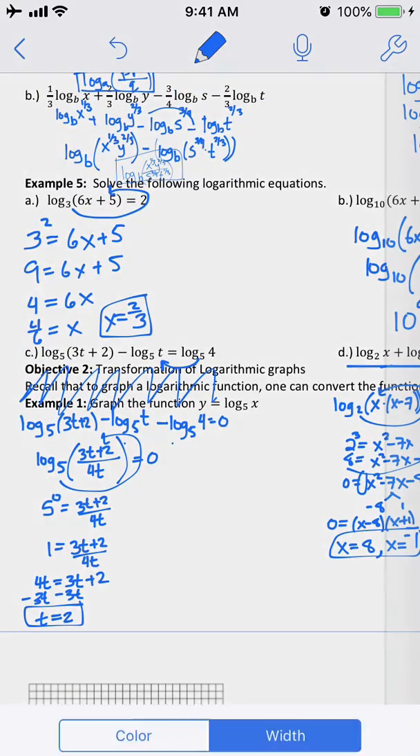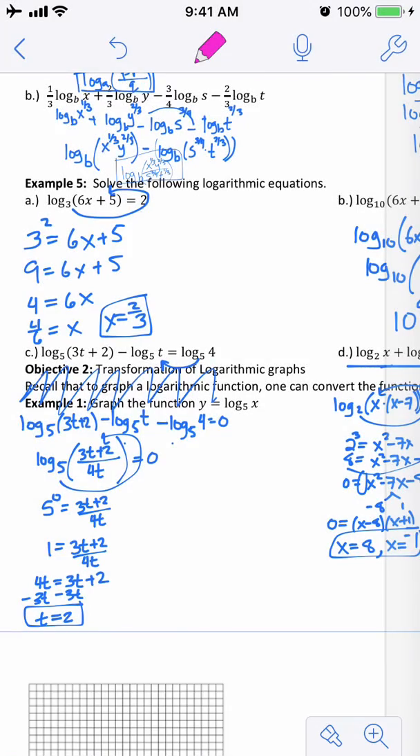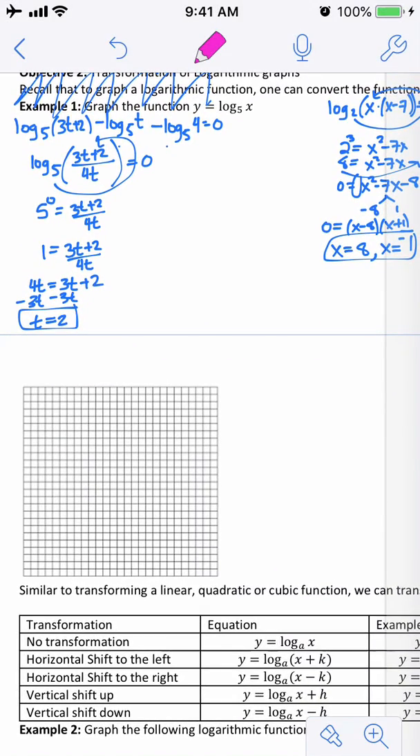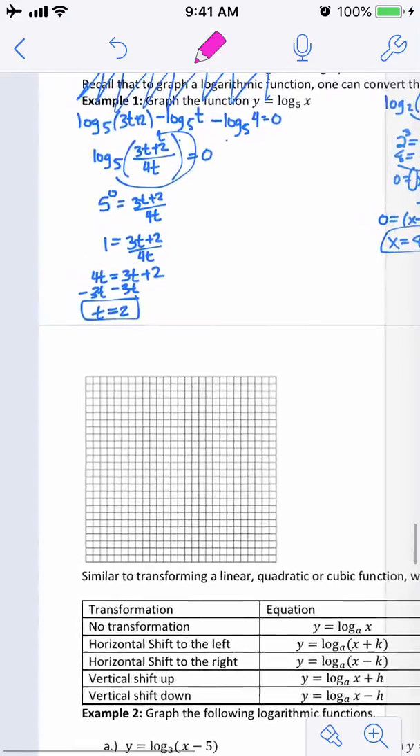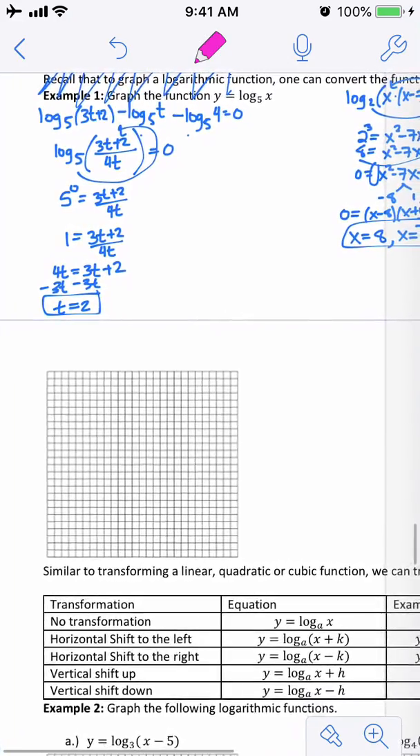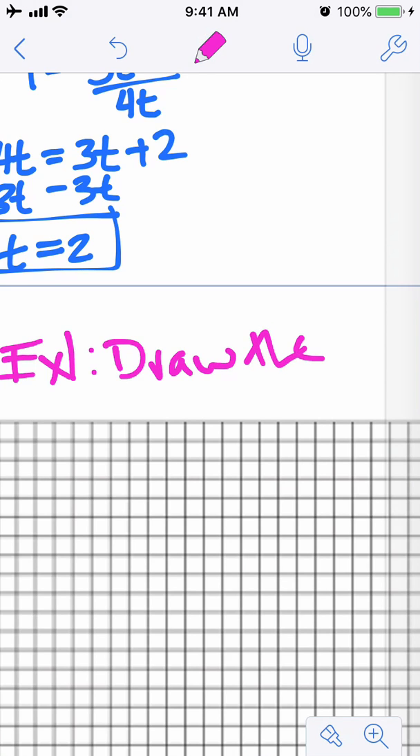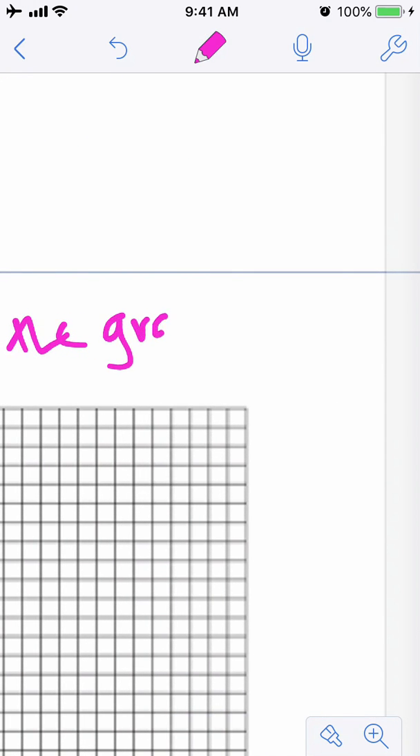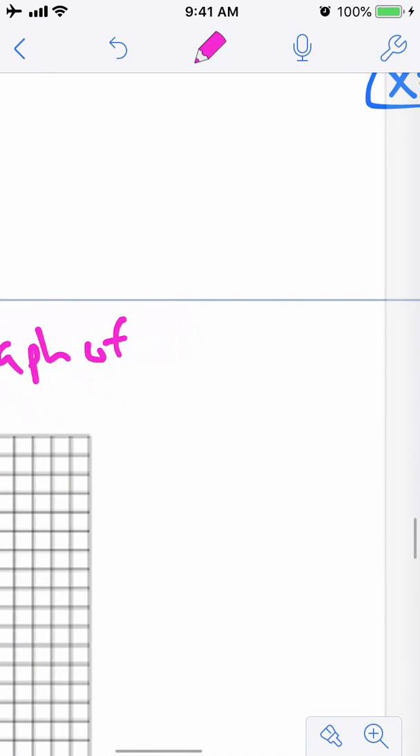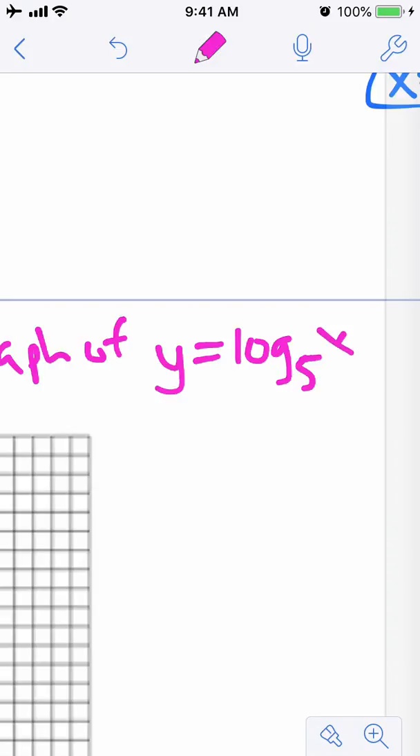Once again, I do apologize about my sort of mix-up here. What I've scratched out here, it says in example 1, there we go. So in example 1, we're just going to draw the graph of, what was it? y equals log base 5 of x.